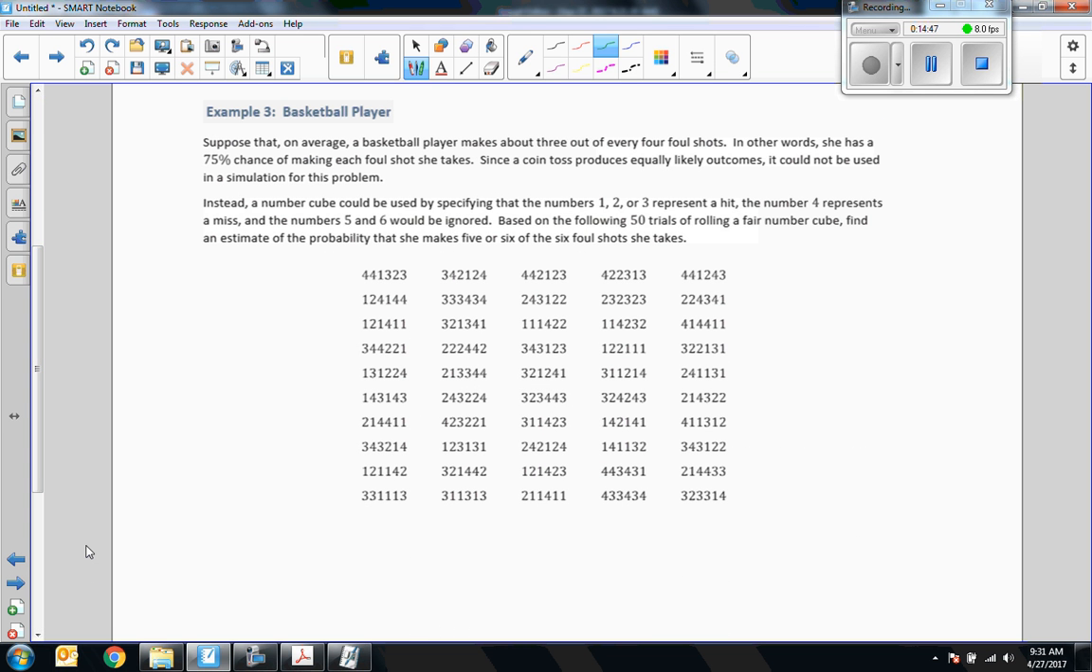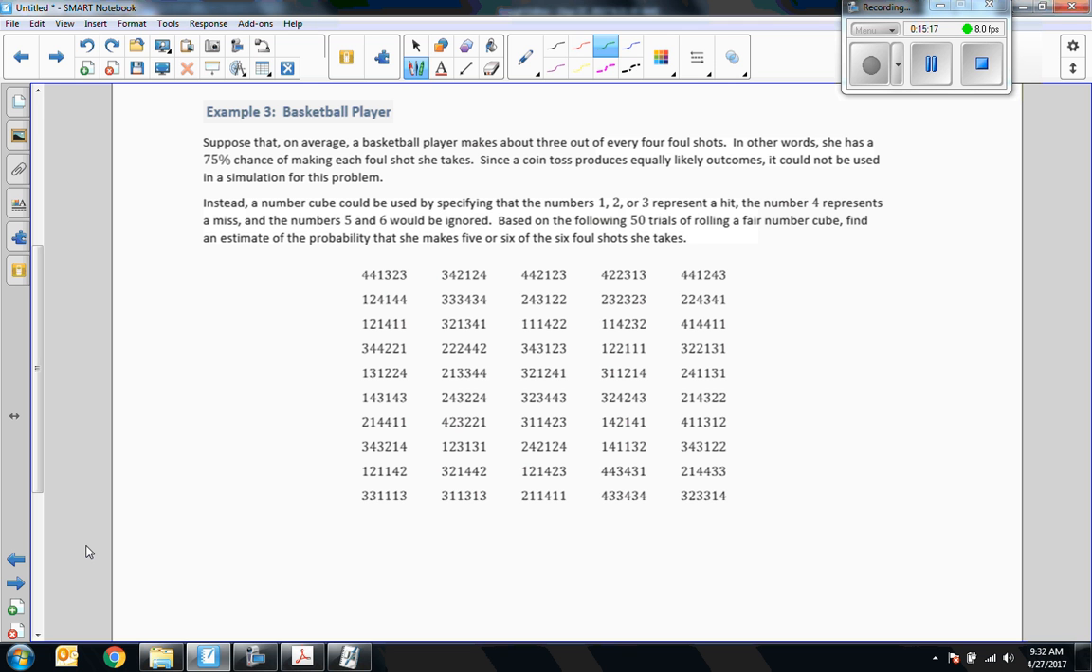Suppose that, on average, a basketball player makes about 3 out of every 4 shots. In other words, she has a 75% chance of making each foul shot she takes. Since a coin toss produces equally likely outcomes, it could not be used in a simulation of this problem. Instead, a number cube could be used by specifying that the numbers 1, 2, or 3 represent a hit, number 4 represents a miss, and numbers 5 and 6 would be ignored.